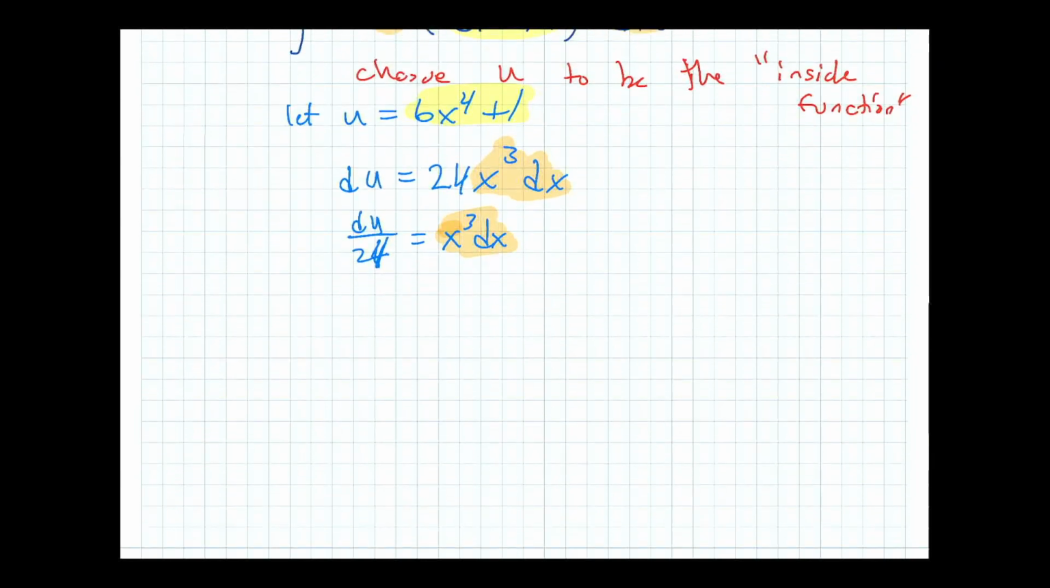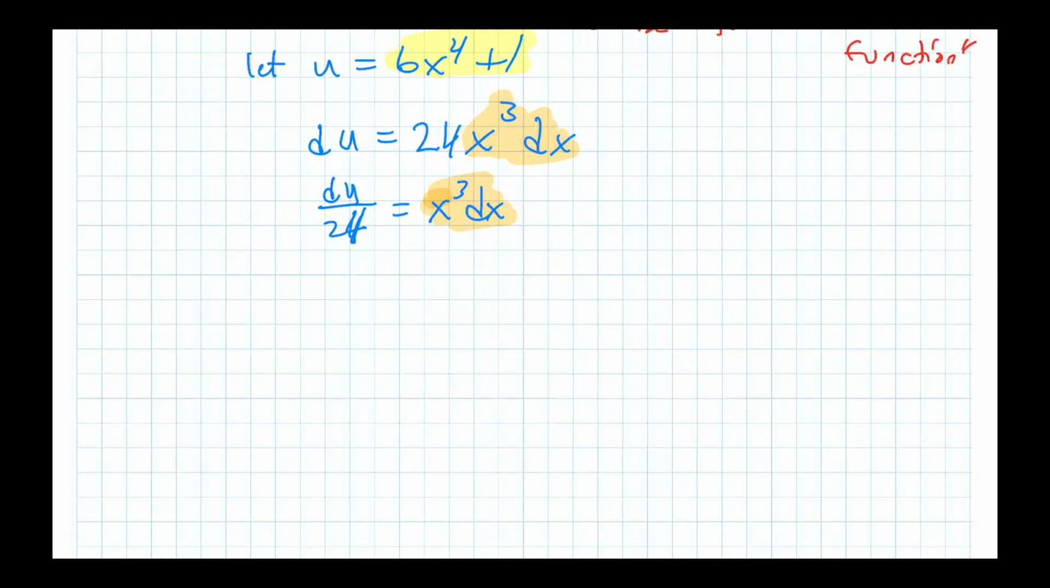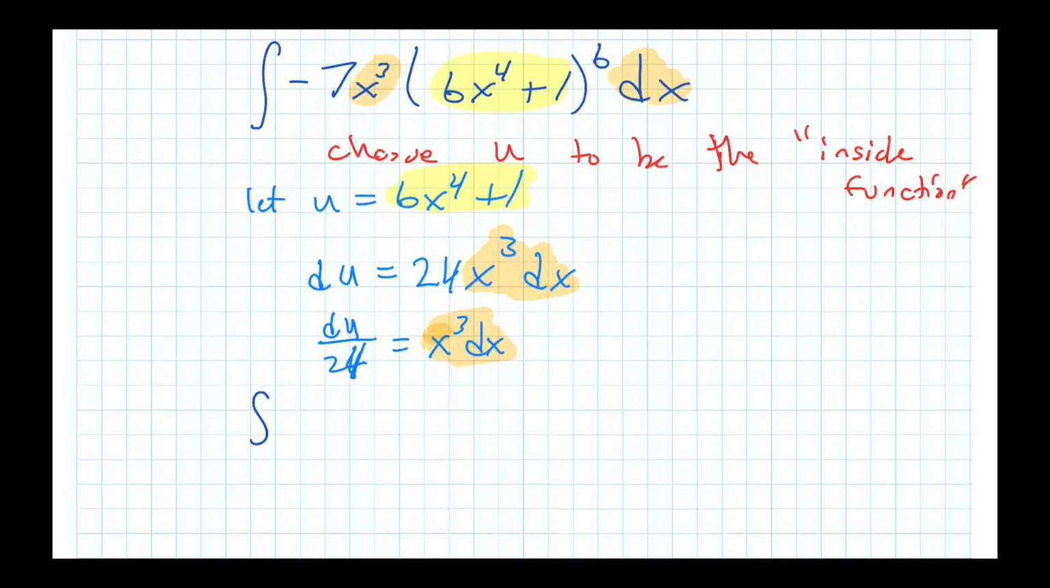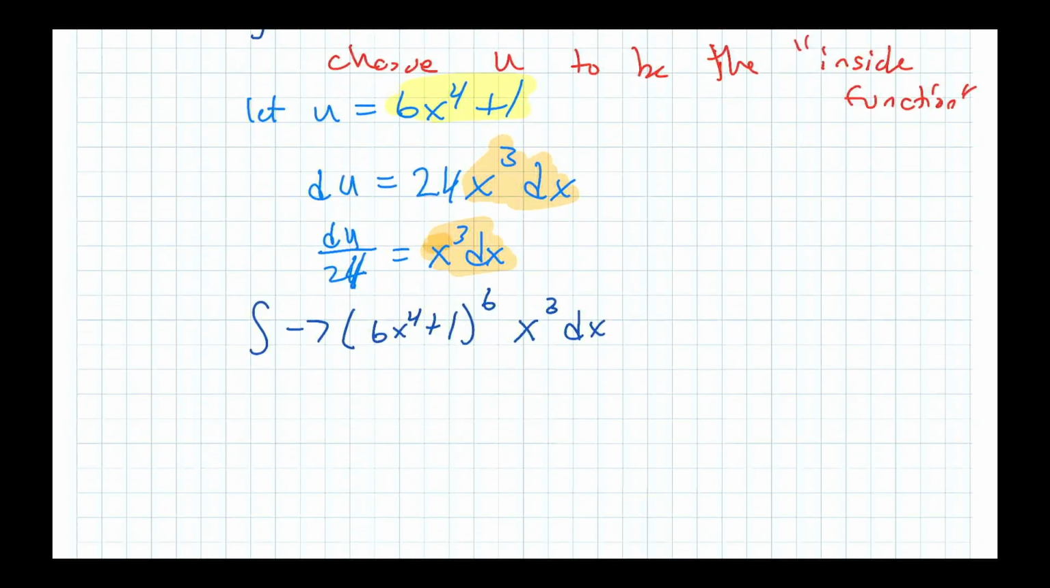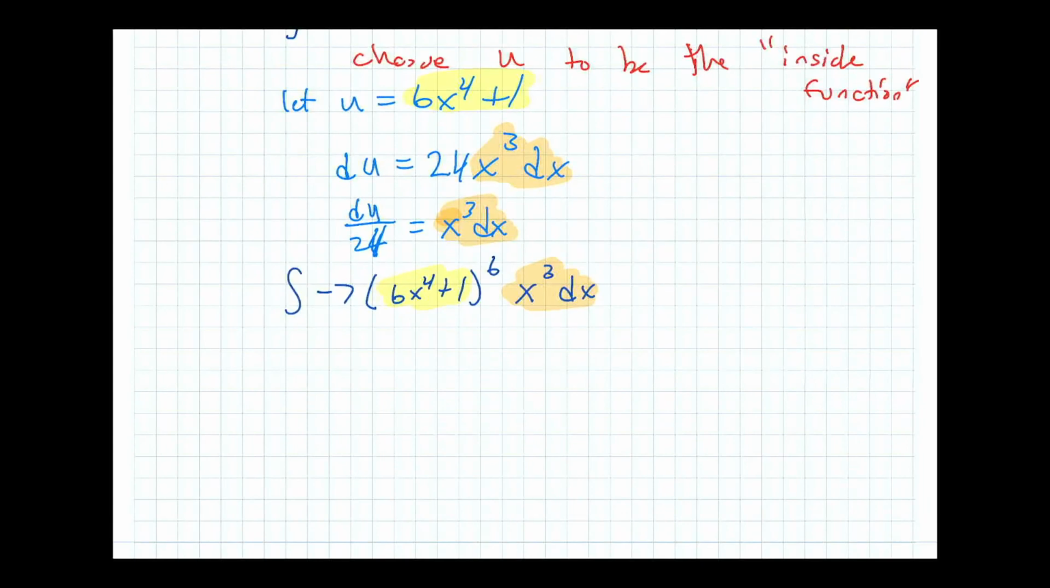Okay, so let me just rewrite this integral here. So we have the integral, what was it? I'm going to write -7 parentheses 6x to the fourth plus 1 to the sixth. And what I'm going to do is move this x to the 3 over next to the dx. That's why I didn't write it at the beginning. So this is the integral, right? And now we can see that the x cubed dx is going to match up with the x cubed dx. And then we also have this part right here, the 6x to the 4 plus 1 matches up with the 6x to the 4 plus 1.